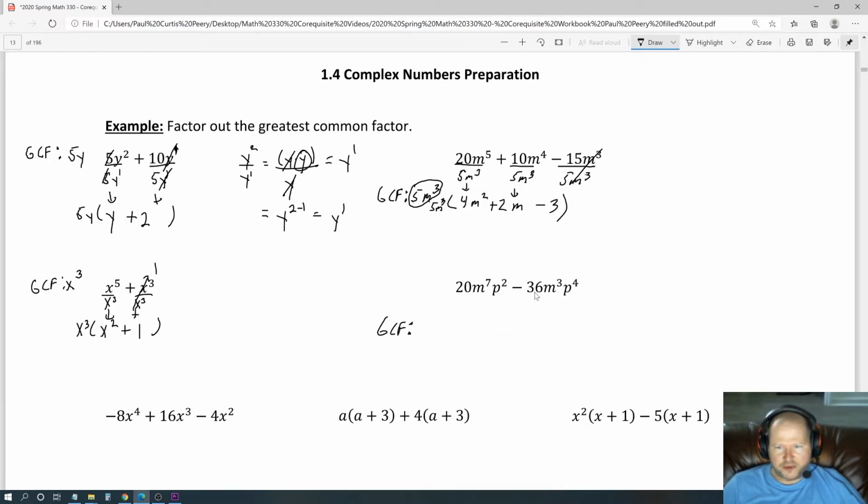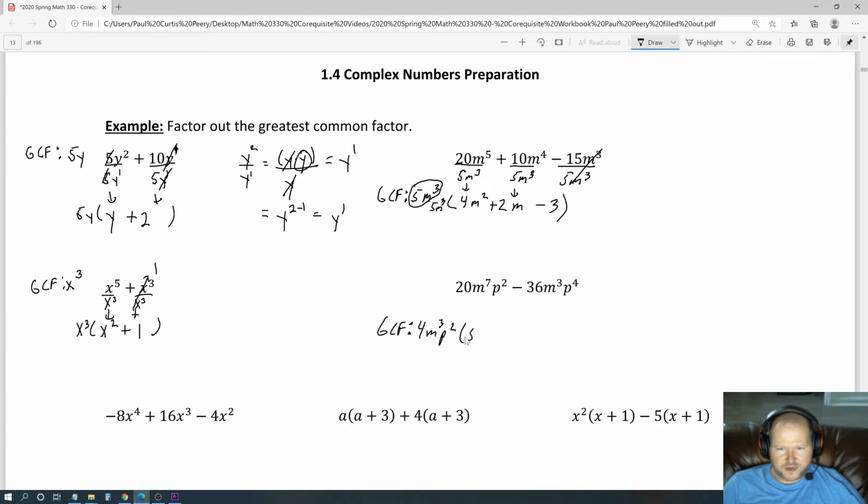We have a 20 and we have a 36. It looks like we can divide both of those by 4. And we have m to the 7th, m to the 3rd, so we include m to the 3rd. We have p to the 2nd, p to the 4th, so we know we have a p to the 2nd. And then we leave everything else in here after dividing. So let's see if we can divide.